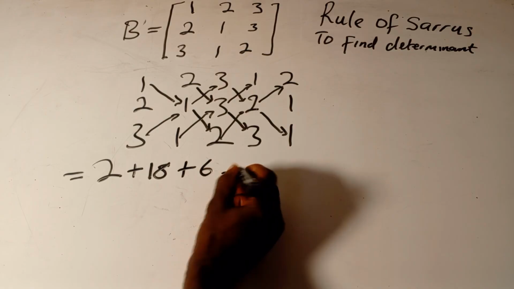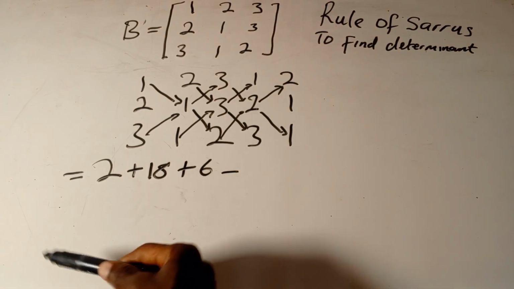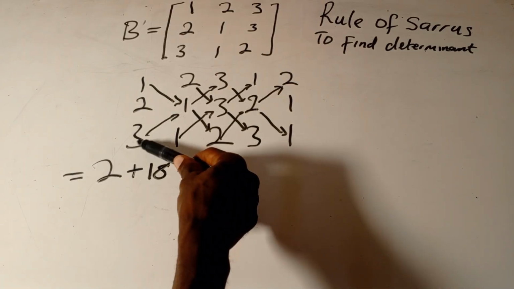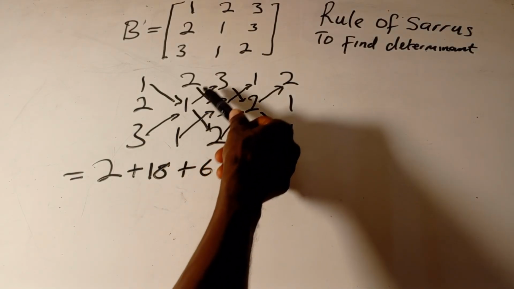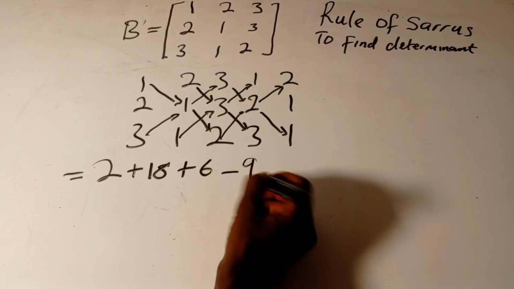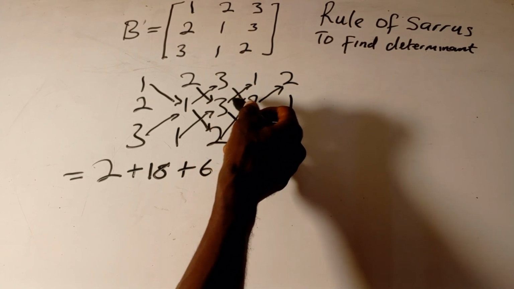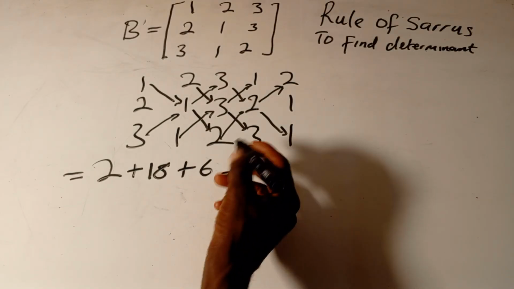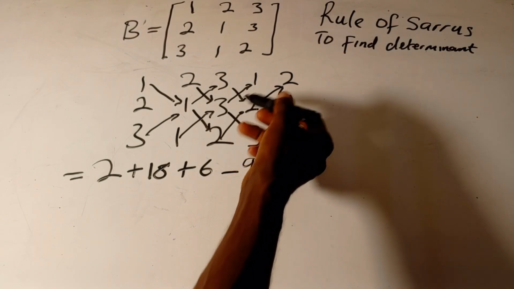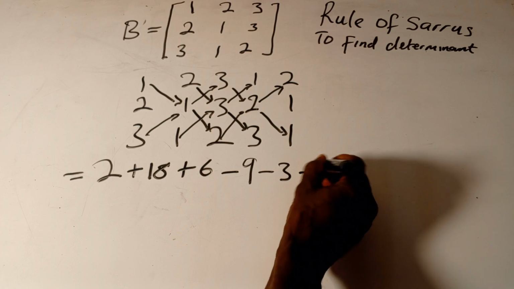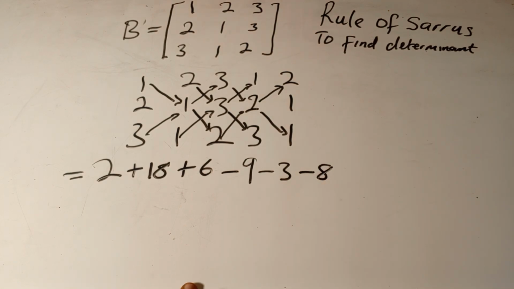Then minus those numbers going up, we subtract after the multiplication. We have 3 times 1 is 3, 3 times 3 is 9, then we have 9. 1 times 3 is 3, 3 times 1 is 3, we subtract 3. Then 2 times 2 is 4, 4 times 2 is 8, we subtract 8.